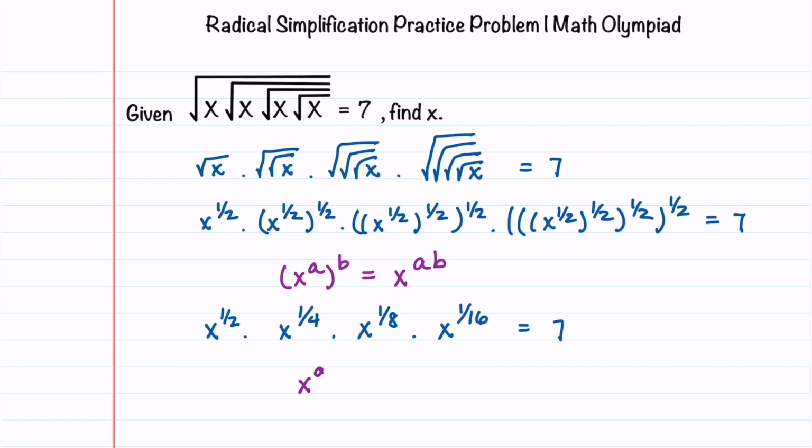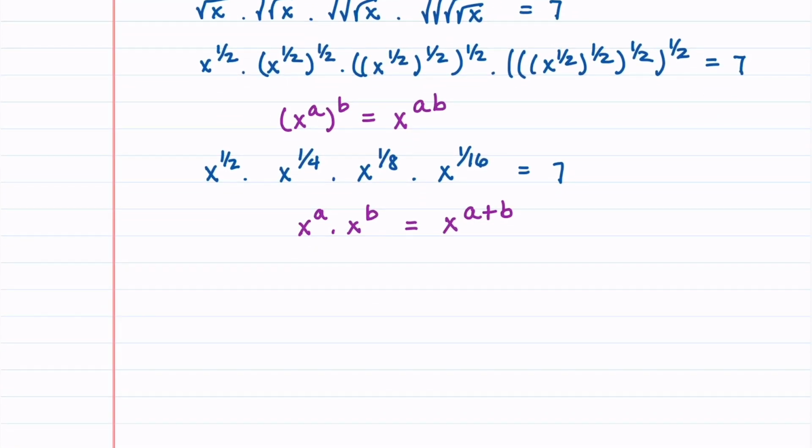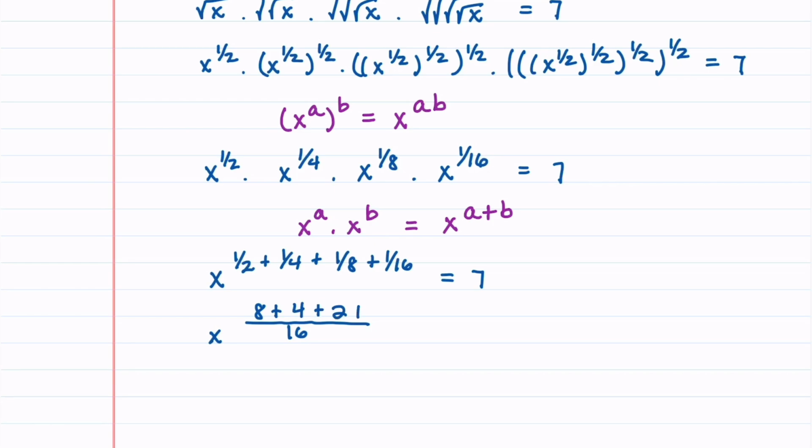When we have x to the a times x to the b, we need to add the exponents, so this becomes x to the a plus b. We can then add the exponents that our x is raised to and write it as x to the 1/2 plus 1/4 plus 1/8 plus 1/16 is equal to 7. We can get a common denominator of 16, and this becomes 8 plus 4 plus 2 plus 1.